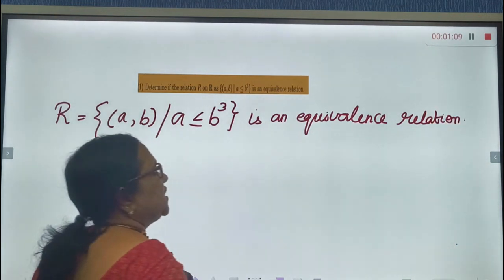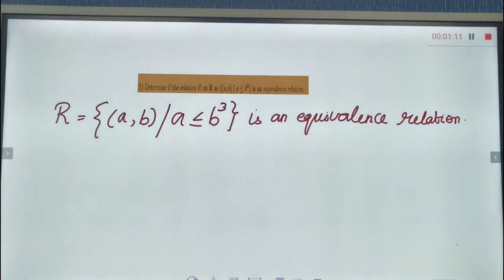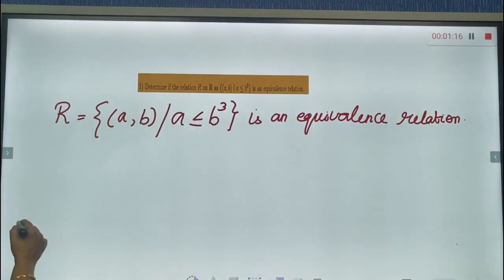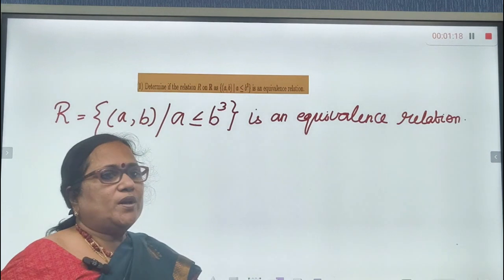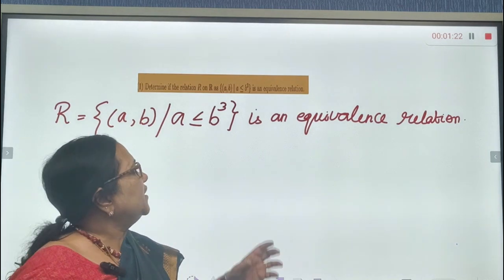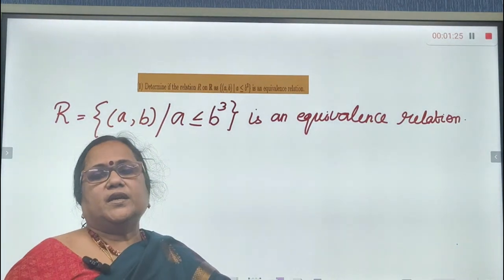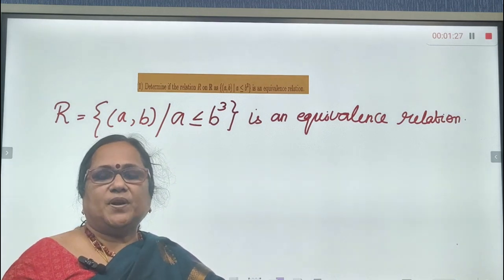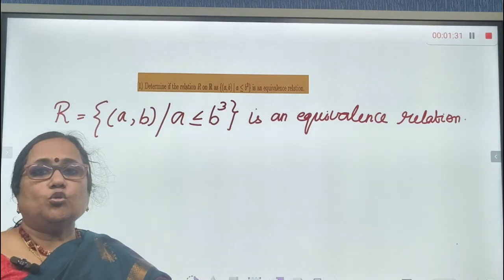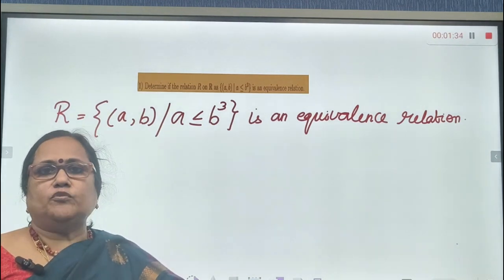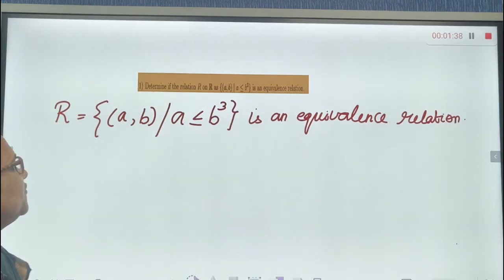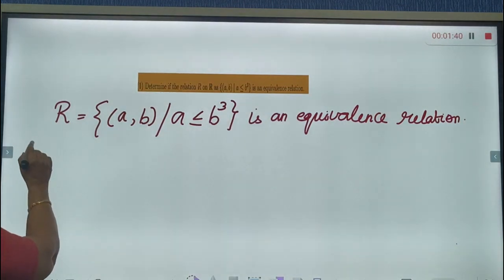So to check something is an equivalence relation, we have to check whether it is reflexive, symmetric and transitive. Even if it fails for one, I would like to check all three, because it will be a revision for us. If something is true, in mathematics we have to give a proof. If something is false, we have to give a counterexample. So let us first look at the reflexive property.